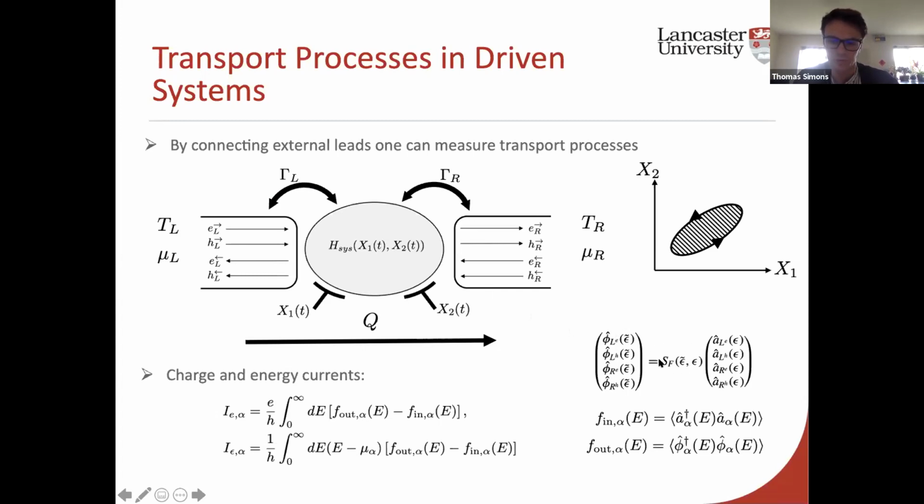So if we can find the form of our scattering matrix, we can go ahead and write down the charge and energy currents that flow through the system as we perform the driving. This is just given by the difference between the outgoing and ingoing distribution functions, where in the case of energy current, we weight this by a factor of energy. And the value of these distribution functions is simply given by the expectation values of the ingoing and outgoing operators in the external leads.